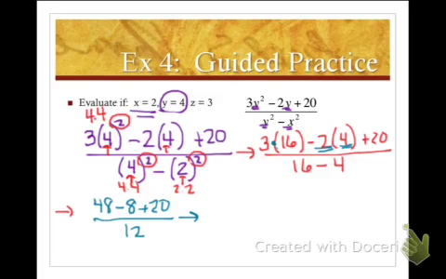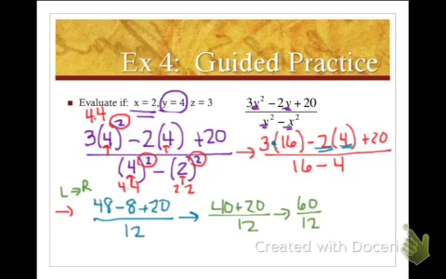Still working with the top to get one number. 48 take away 8, left to right, don't forget that please. 48 take away 8 is 40, and 40 plus 20 to get one number in the top is 60. And now that I have one number in the top and one number in the bottom, I can divide, and 60 divided by 12 is 5. Another way to go through this, if you're not a fan of fractions, is to say 12 times what number gets me to 60, to kind of think backwards. And sometimes for students that's a little bit easier to go through.